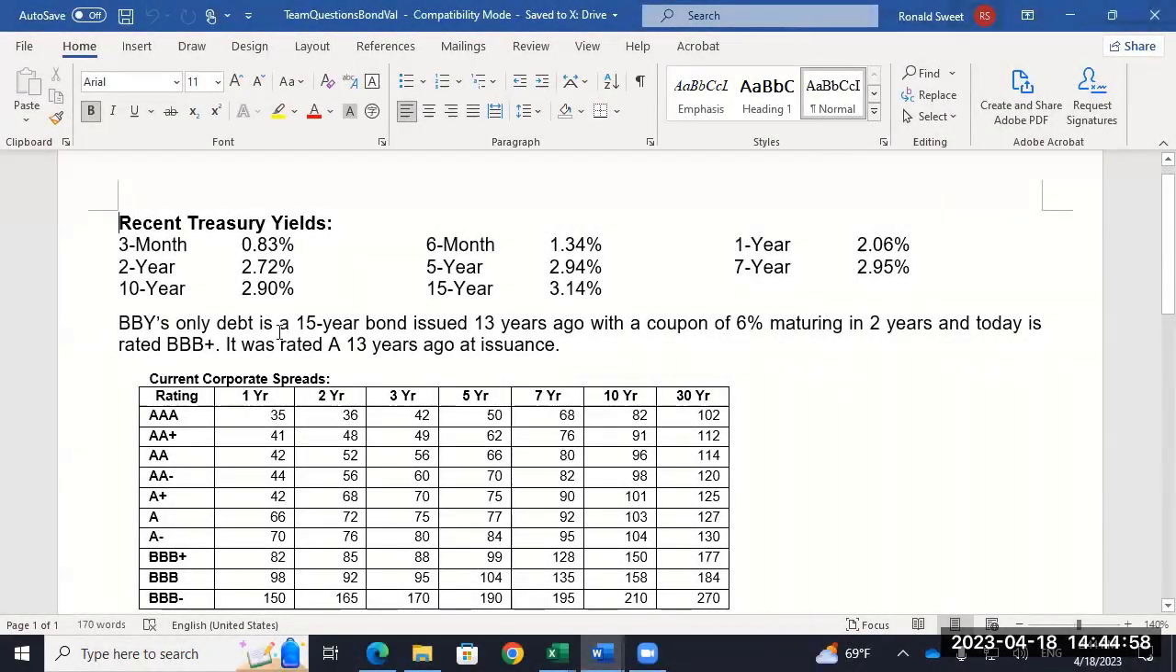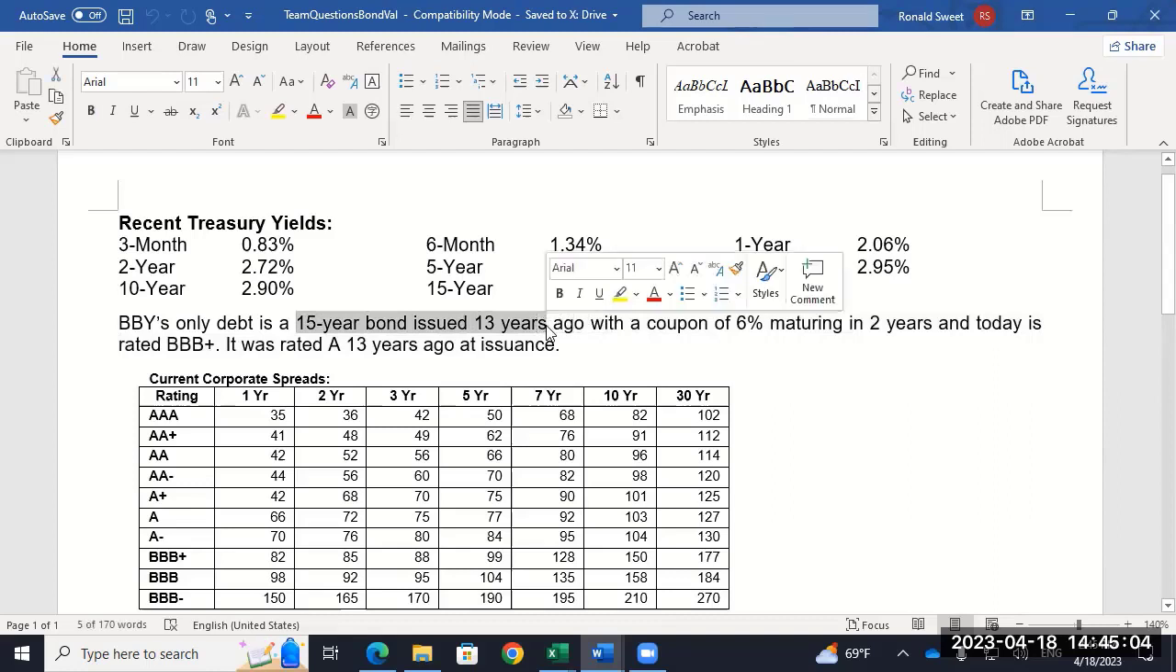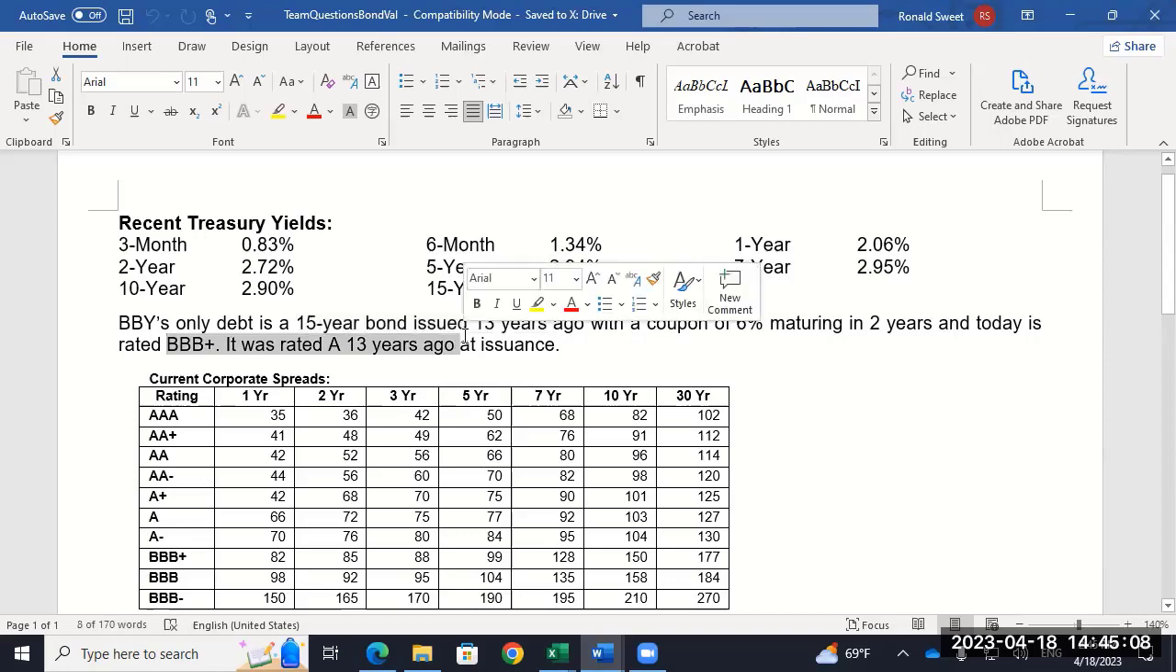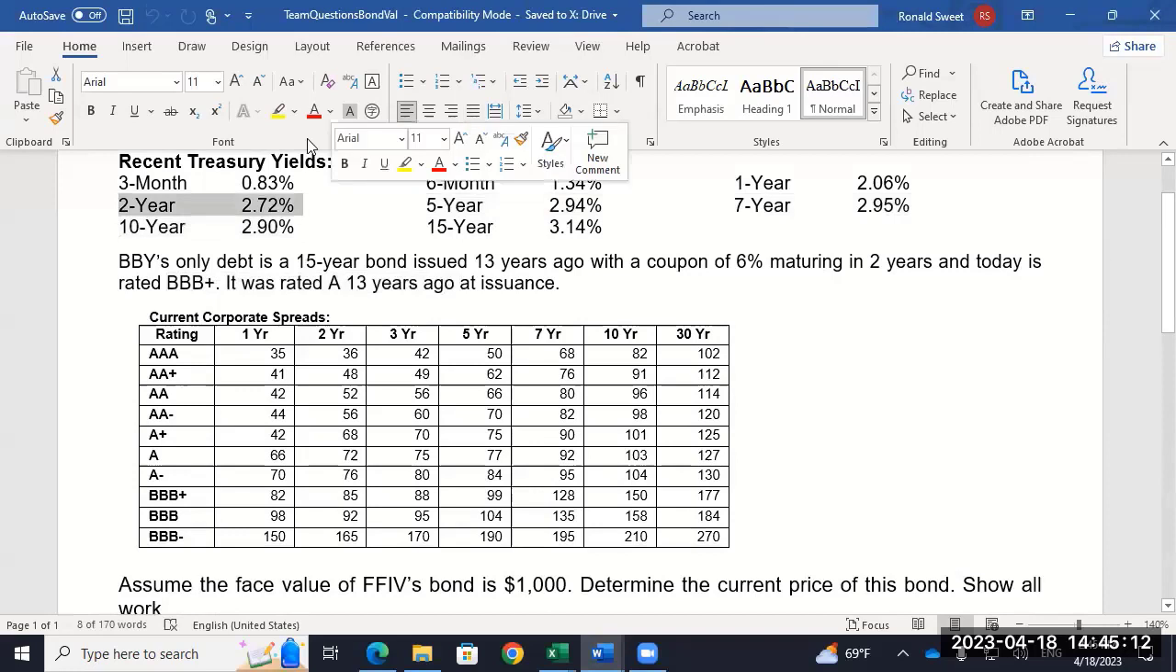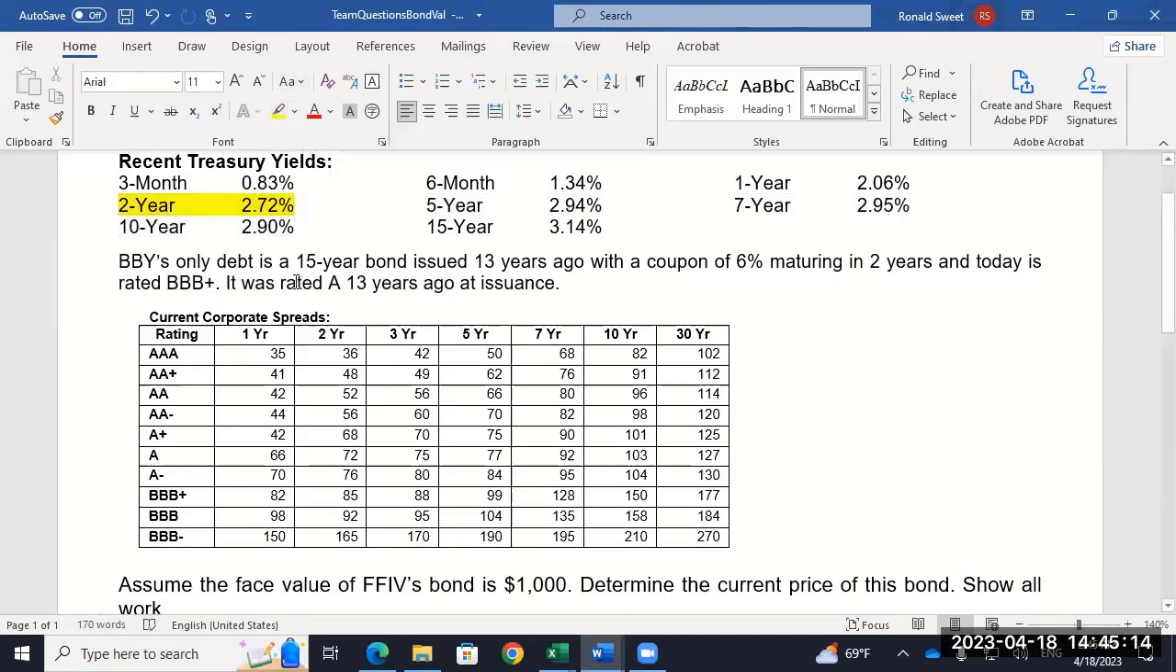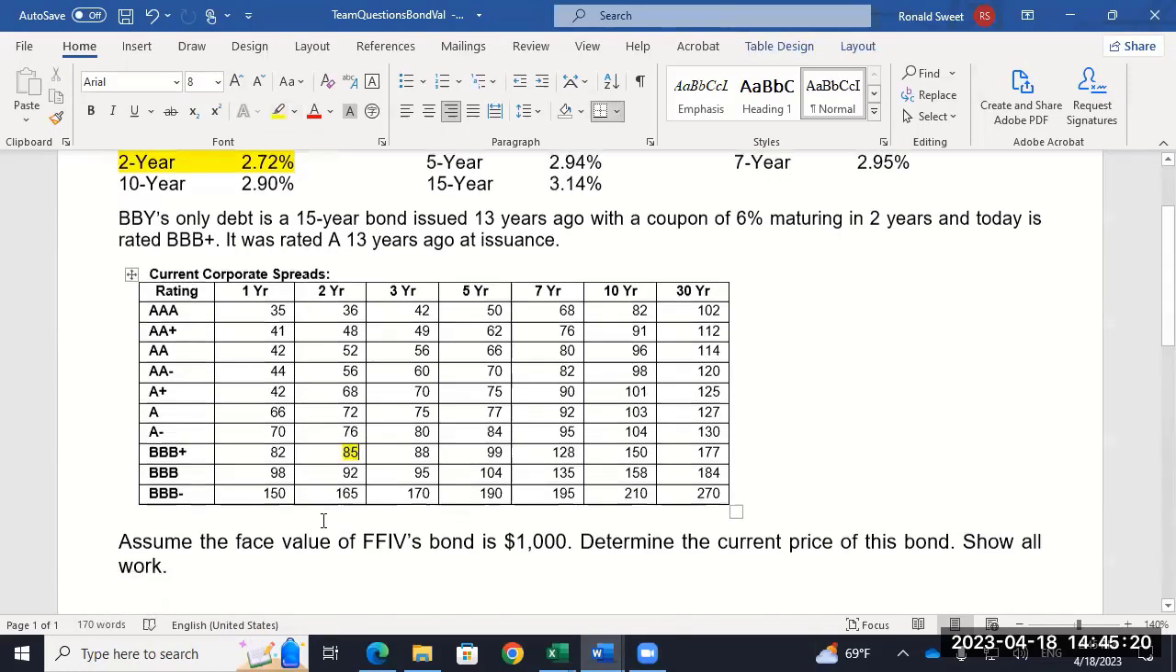So what kind of bond is it? Maturity wise, what is it? The 2-year bond, as far as ratings: Triple B plus. All right. So 2 years, so our risk-free rate is going to be 272. I think most of you got that. Our spread's going to be 85. I saw a lot of 85s in there.